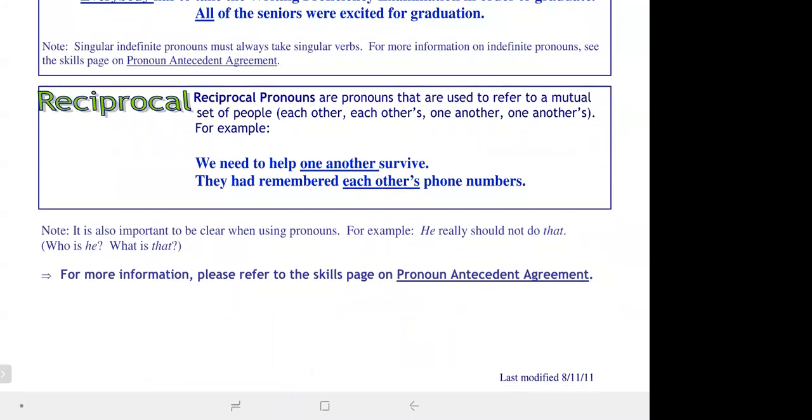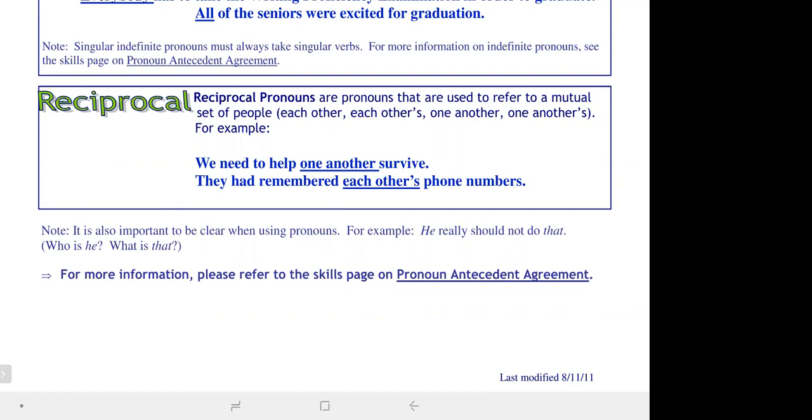The last one is reciprocal pronouns. Reciprocal pronouns are pronouns that are used to refer to a mutual set of people. Mutual means two or more. We need to help one another to survive. We need to help each other, which means they had remembered each other's phone numbers. So one remembers the others and the other remembers one's phone number.